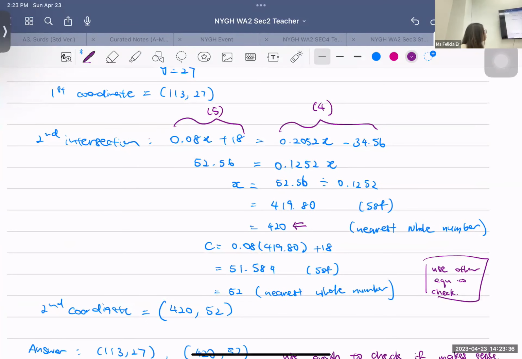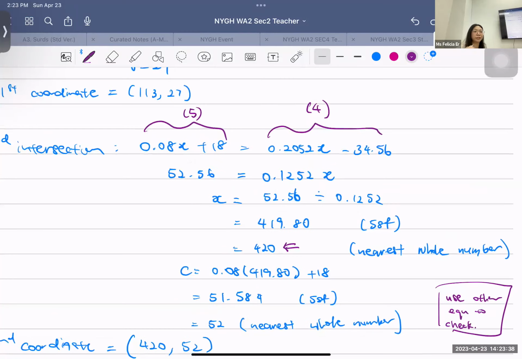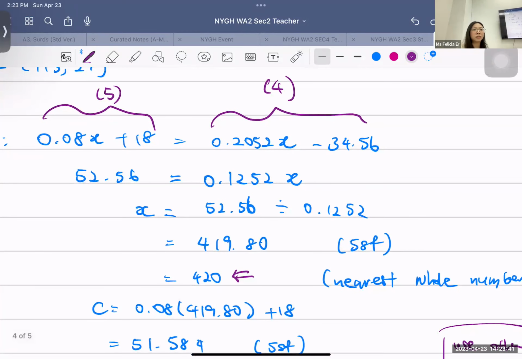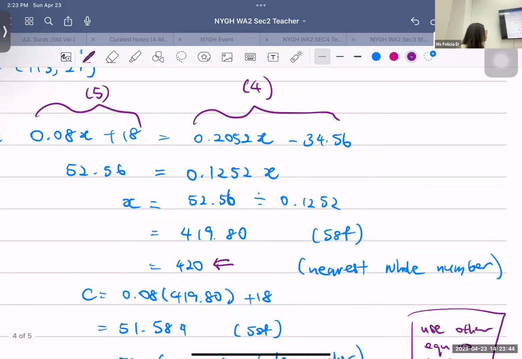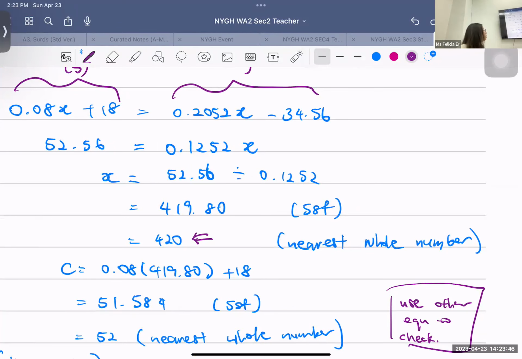And do you guys know that you can always check your answer for simultaneous equations? You can always sub your answer into the other equation. Do you guys know what I'm trying to say? Because in simultaneous equations, you find maybe x first, then you sub into one equation to find y. But there are always two equations in a simultaneous equation. So after you sub into the first one and get your y answer, you sub your answers x and y into the second equation that you didn't use, to see whether your left-hand side equals the right-hand side.